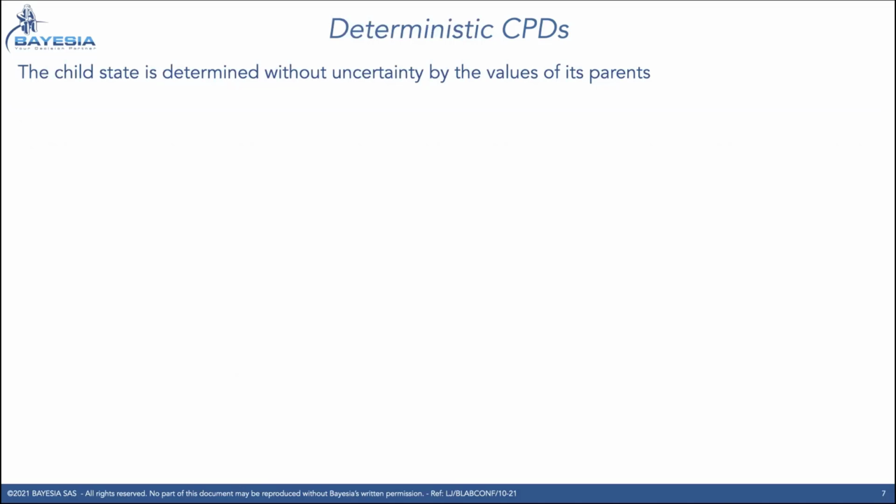Then we have the deterministic conditional probability distribution, where the state of the child is going to be determined without any uncertainty when we know the value of its parents.